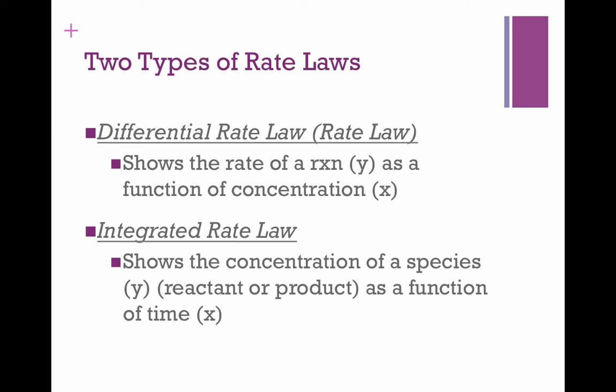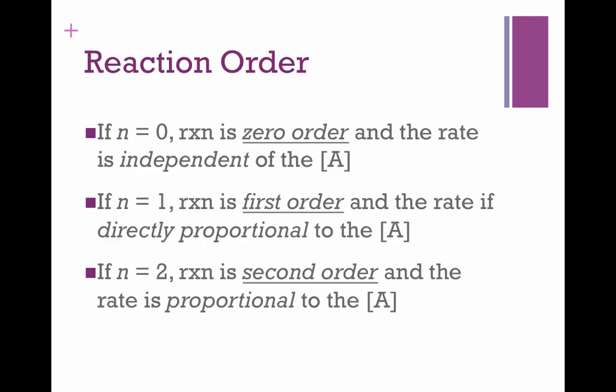There are two types of rate laws: the differential rate law and the integrated rate law. The one that we're going to use most often is the differential. We just call that the rate law. So if you see a problem where it says rate law, it means differential. For integrated, it's going to specify that it's the integrated rate law. Differential is the rate as a function of concentration, and integrated is the concentration of the species as a function of time.